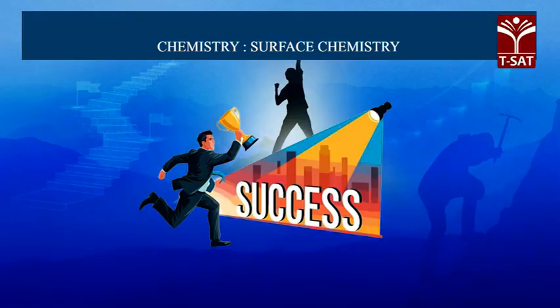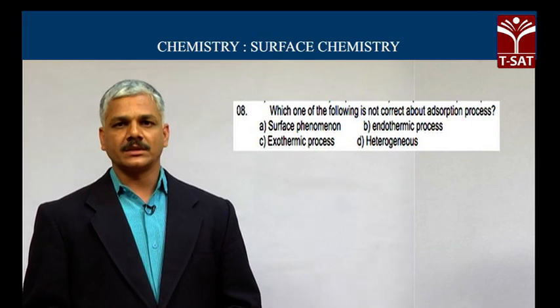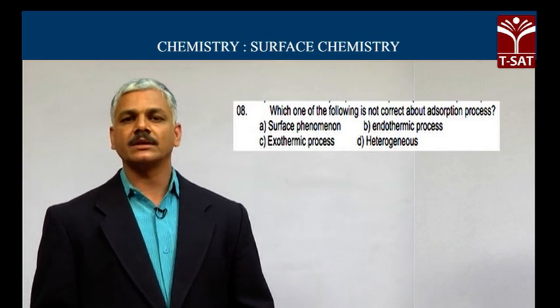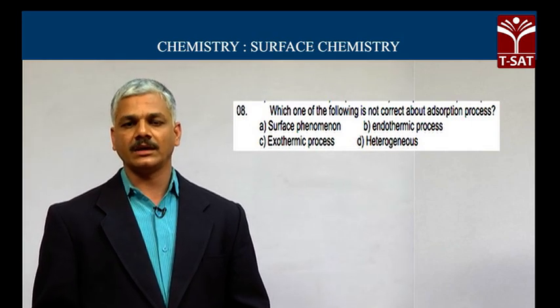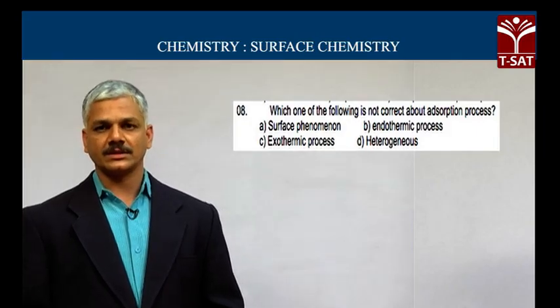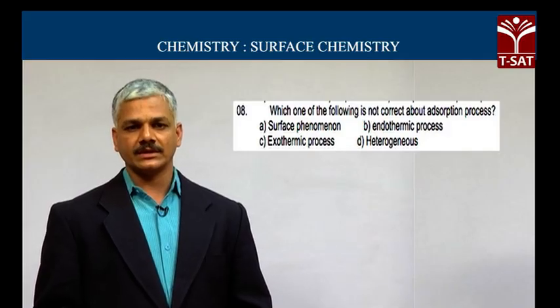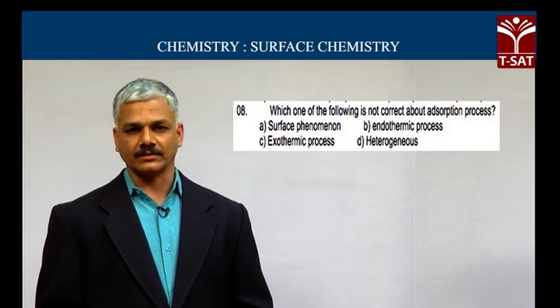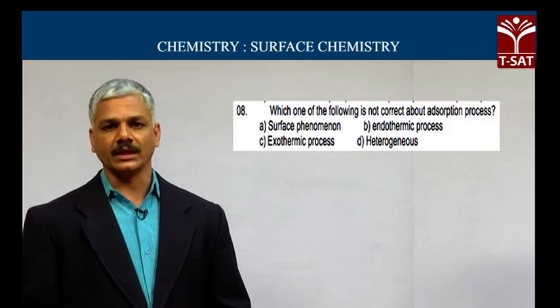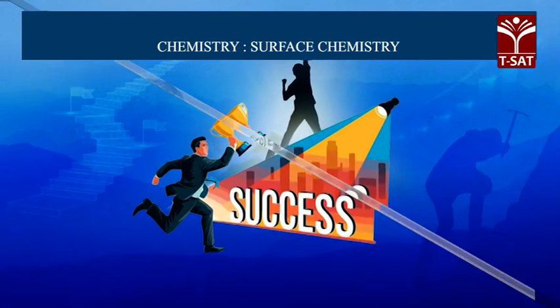Adsorption. Eighth question, which one of the following is not correct about adsorption process? Given options are A. surface phenomenon, B. endothermic process, C. exothermic process, D. heterogeneous process. Correct option is B. The process of adsorption is always exothermic in nature, heterogeneous, as well as a surface phenomenon. So, correct option is B. Endothermic process is not correct about the process of adsorption.